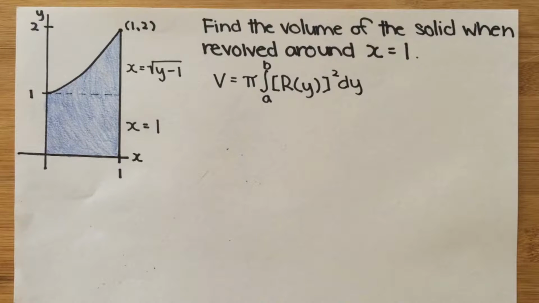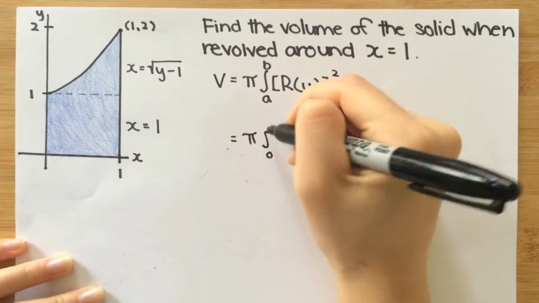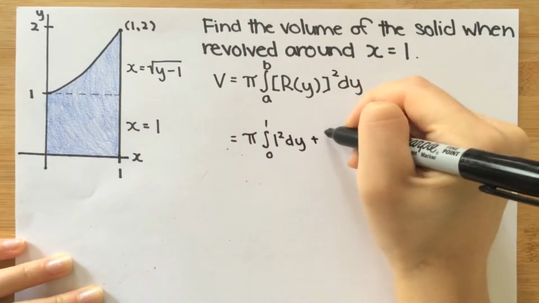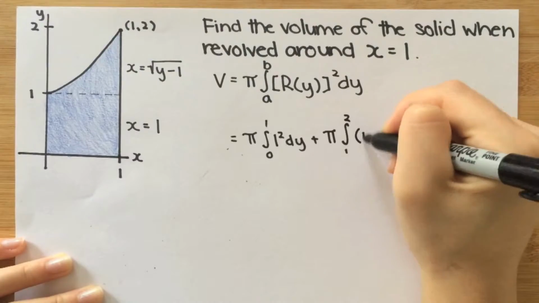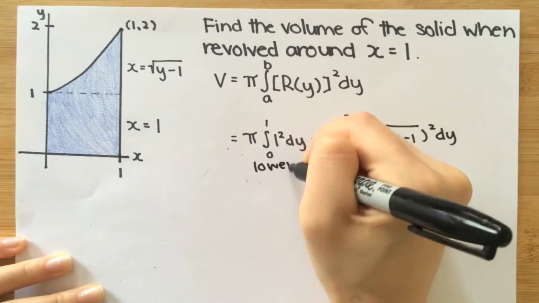The next example will be to find the volume of a solid when revolved around x equals 1, meaning that we will use the equation in terms of y. Because the lower half is a square, we will separate the lower half and the upper half, making two separate integrals and then adding them together, getting the equation of pi integral from 0 to 1 of 1 squared dy plus pi integral from 1 to 2 of 1 minus square root of y minus 1 squared dy.